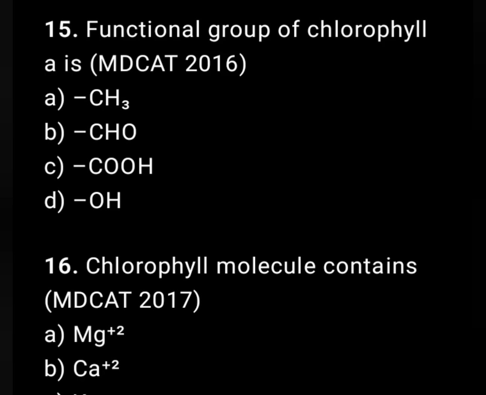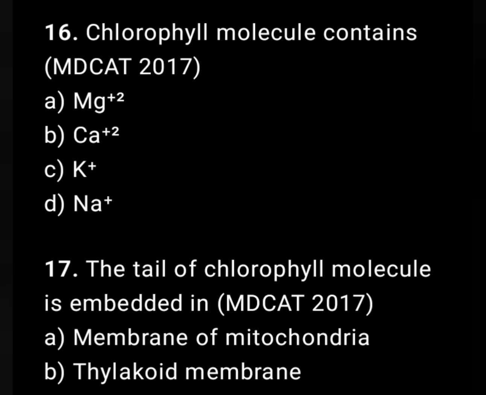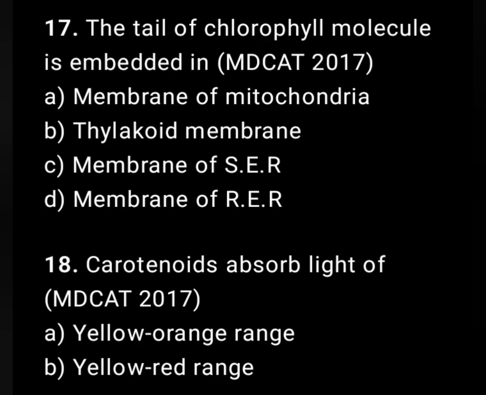15. Functional group of chlorophyll A is MDCAT 2016. A. CH3. B. CHO. C. Cu. D. O. 16. Chlorophyll molecule contains MDCAT 2017. A. Mg2+. B. Ca2+. C. K. D. Na. 17. The tail of chlorophyll molecule is embedded in MDCAT 2017. A. Membrane of mitochondria. B. Thylakoid membrane. C. Membrane of SER. D. Membrane of RER. 18. Carotenoids absorb light of MDCAT 2017. A. Yellow-orange range. B. Yellow-red range.